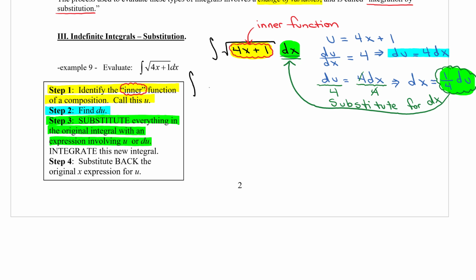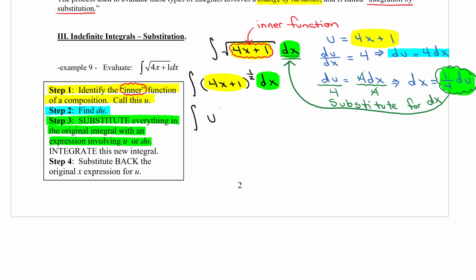So I'm going to go ahead and write the integral of, I'm going to open up a set of parentheses, I'm going to write 4x plus 1, close the parentheses, and raise that to the 1/2 power, and then write my dx. And I just rewrote my problem so that I had an exponent in place of the square root. I've highlighted the 4x plus 1 with a yellow highlighter, where it was equal to u. And I've also highlighted the dx in green highlighter.